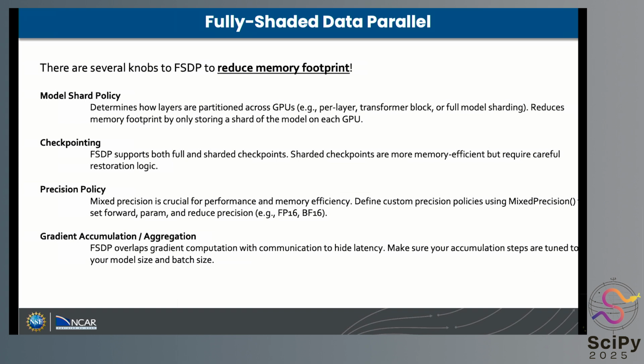Fully sharded data parallel has a lot of different knobs to reduce the memory footprint, and that's the goal of it. It tries to help you fit your model state onto the VRAM of a single GPU. So you can shard your model differently, you can do checkpointing, and then there are other methods like precision policy and gradient accumulation that technically can be used for other paradigms as well. But these also help with reducing the memory footprint.